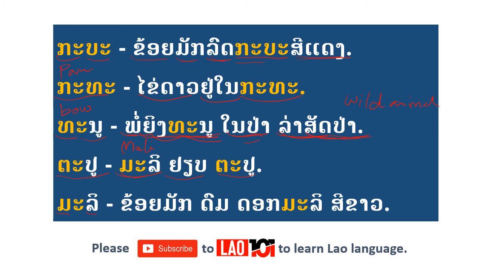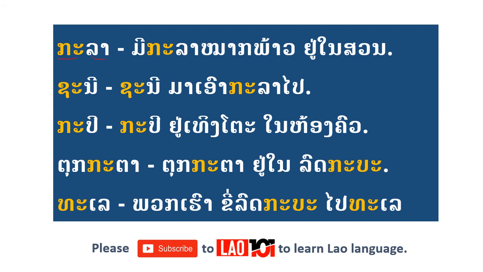มะลิ ค่อยมัก, I like. ดม, smell. ดอกมะลิ means jasmine flower. ดอก is a prefix that can be put with the name of some flowers. ดอกไม้ means flower, and then ดอกมะลิ means the jasmine flower, and สีขาว means white. ค่อยมักดมดอกมะลิสีขาว. So I like to smell the white jasmine.